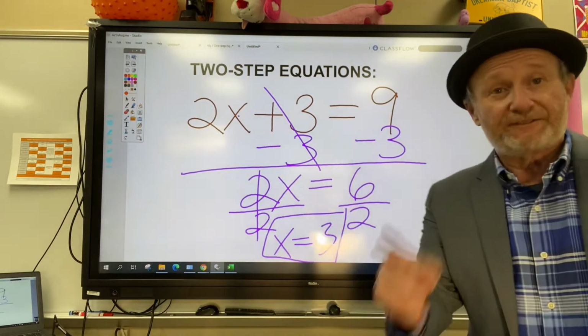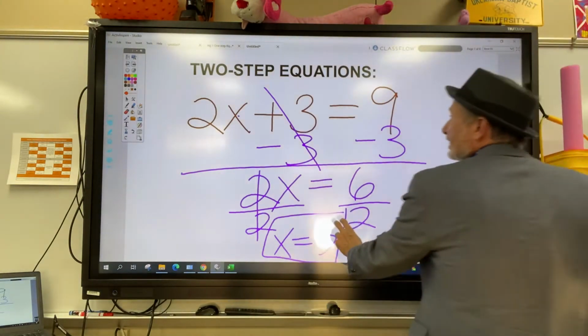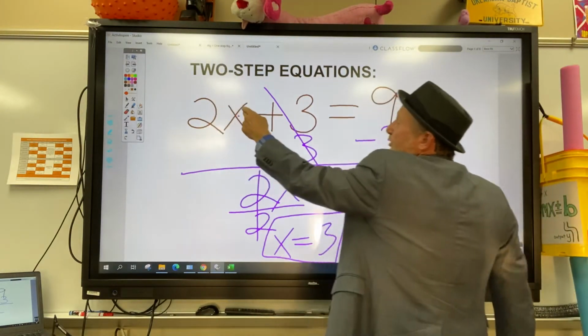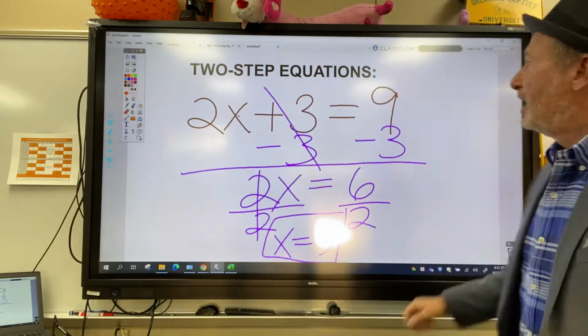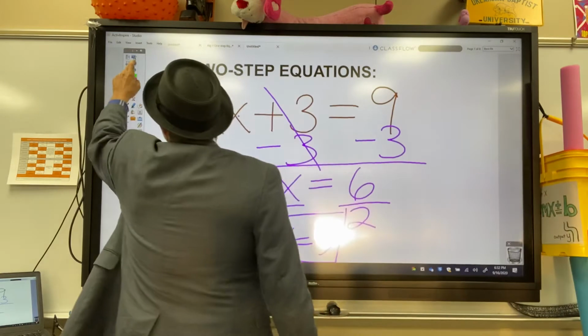X equals 3. And if you're a smart cat, you will plug that 3 back in and go 2 times 3, which is 6, plus 3 equals 9. Boom, bada, bing. All right, let's move on, shall we?